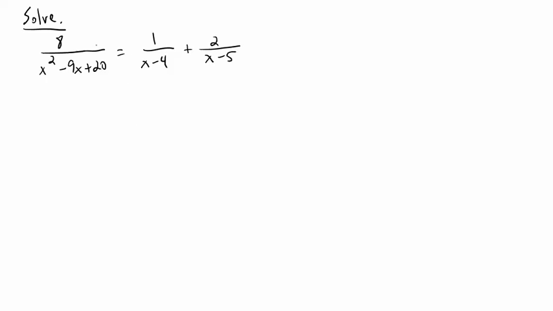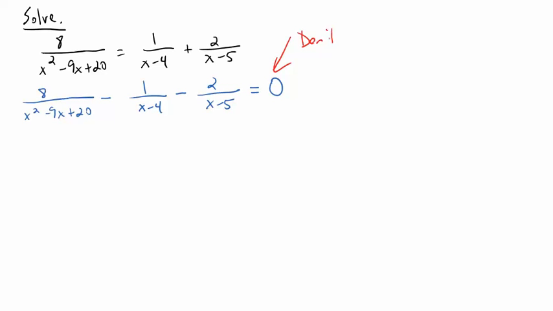So what I'll do is I notice I have three fractions. I'm going to try to get all the fractions on the same side of the equation. So I have 8 over x squared minus 9x plus 20. And then I'll subtract both of the fractions on the right side. So minus 1 over x minus 4 minus 2 over x minus 5. And then notice that I'm not going to write nothing on the right side. It's still an equation, so I have to write equals 0. So don't forget this. A lot of people forget that. If you don't write the equals 0 part, it's not an equation anymore.